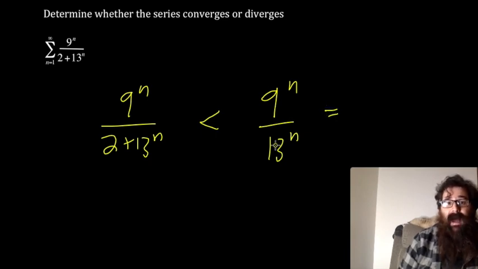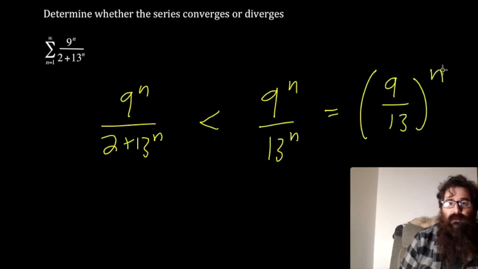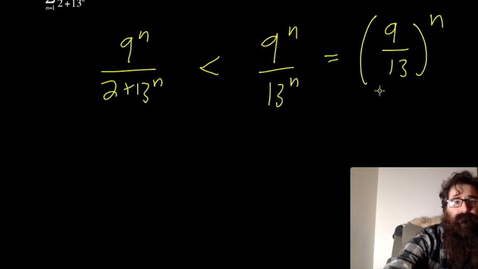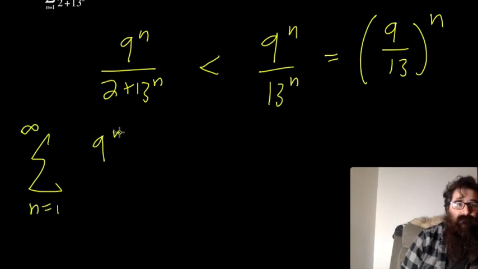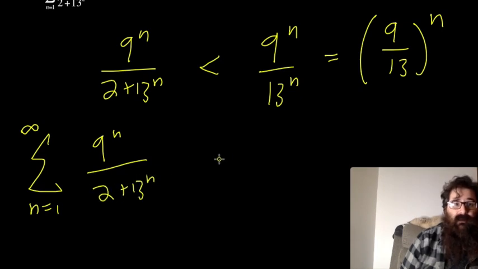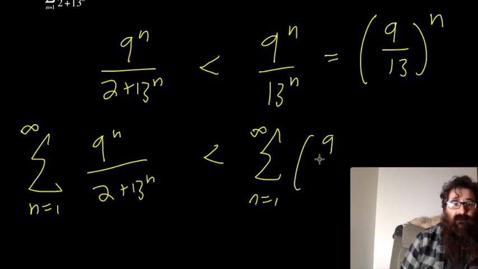And here, I can actually collect this a bit differently. I could say, since they both have that exponent of n, 9 over 13 all to the power of n. And let's bring in the summation notation. The sum from n equals 1 to infinity of 9 to the n over 2 plus 13 to the n should be less than the sum from n equals 1 to infinity of 9 over 13 all to the n.